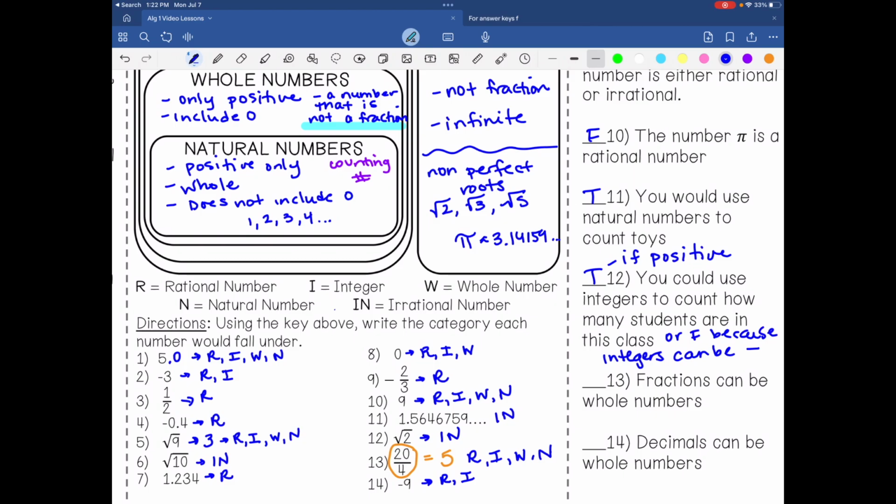Fractions can be whole numbers. Good question, right? Again, I could see either way, but I'm going to say true, and I might give an example. We can use 20 over 4. We can make up our own, 9 over 3, right? 9 over 3 is a fraction, but it's also equal to 3, which is a whole number. And then decimals can be whole numbers. No, that can't be true. Decimals are parts of a whole.